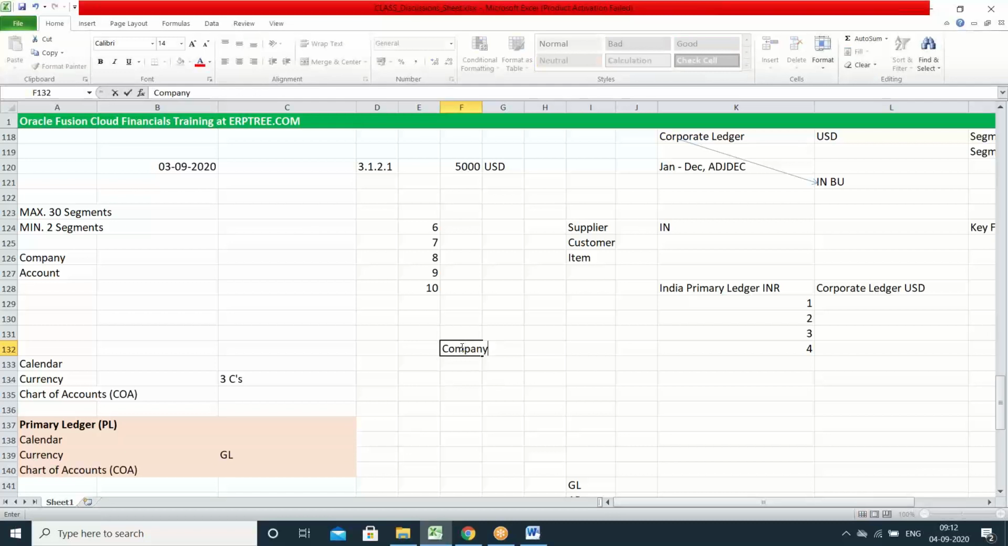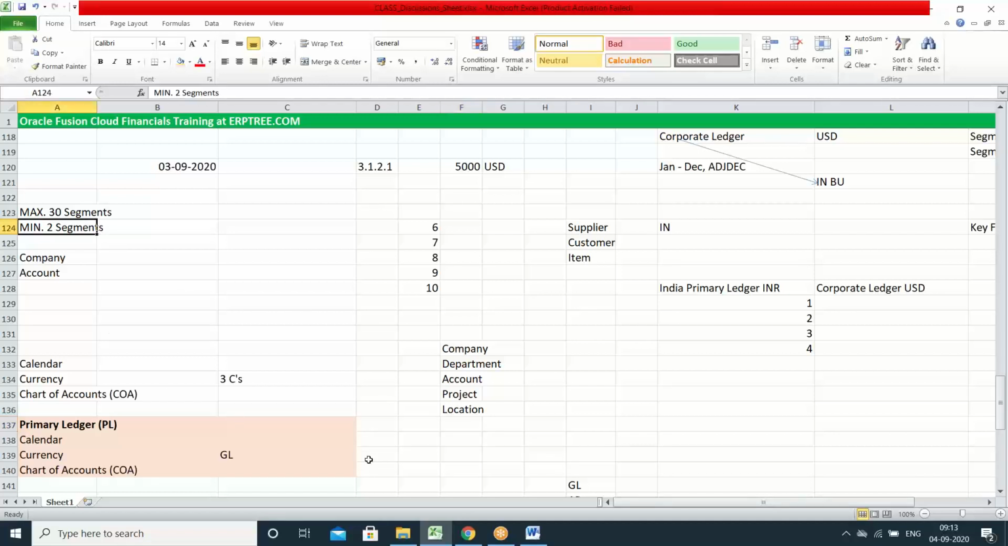We'll have a segment called company. We'll have a segment called department. We'll have a segment called account. We can have a segment like project. You can have a segment called location if required. And you can have segments in every chart of accounts. When you create, you can create up to 30, but minimum 2 are required.